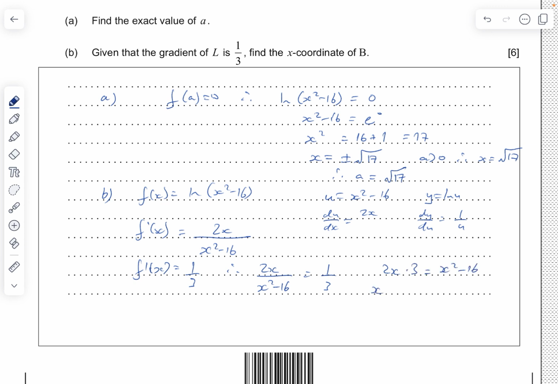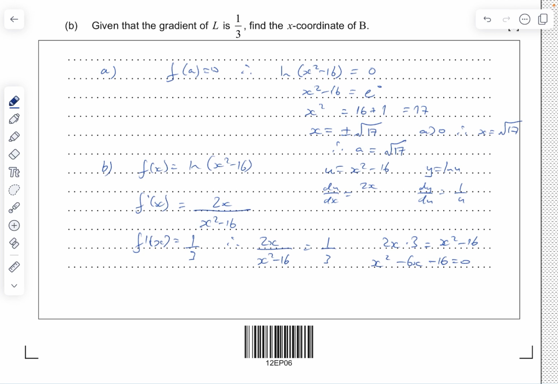That means we get x squared. This becomes 6x, and I'll subtract it from both sides to get x squared subtract 6x subtract 16 equals 0. Let's just check for factors of negative 16: 1 and 16, 2 and 8, 4 and 4. One has to be positive, one has to be negative, and I want to get negative 6, so we'll take 2 and negative 8.